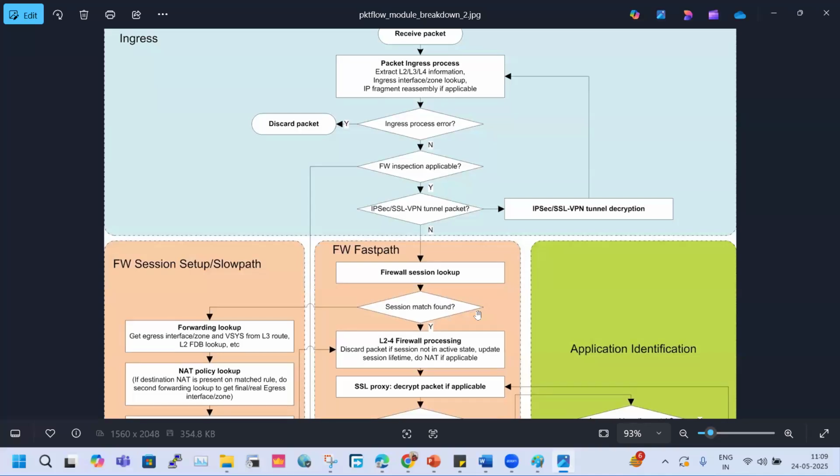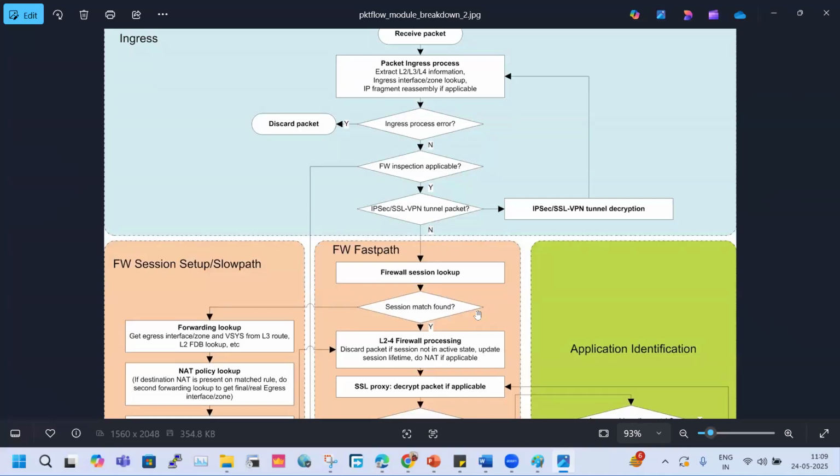After the IPsec SSL VPN tunnel packet is decrypted, it goes to the ingress process, followed by error checking and firewall inspection. First, in the ingress process, it tries to get the L2, L3, and L4 details: source MAC, destination MAC, source IP, destination IP, and source port, destination port.